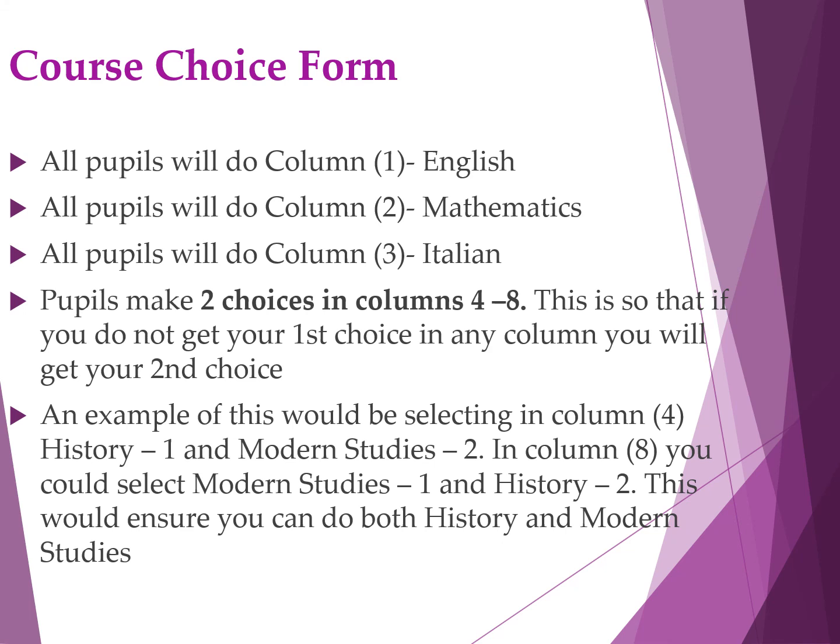An example of this would be selecting in column 4. You may pick history as your first choice and modern studies as your second choice. Now if you look at column 8, this time you may pick modern studies as your first choice and history as your second choice. This would ensure that you would be able to do both history and modern studies as 2 of your course choices. Please remember, you must not pick the same course twice as a first choice.